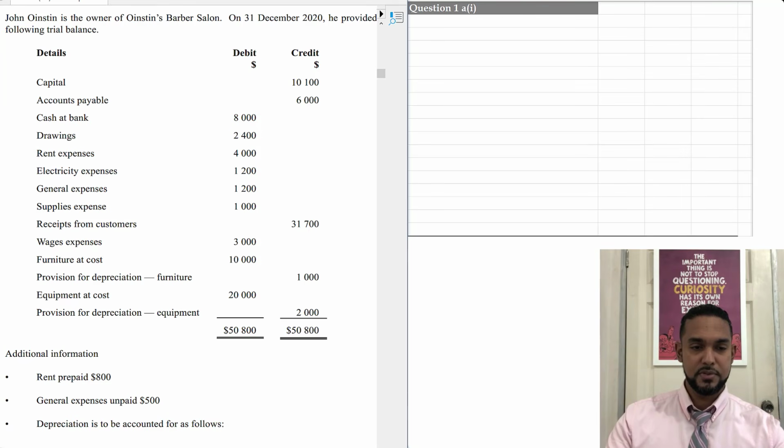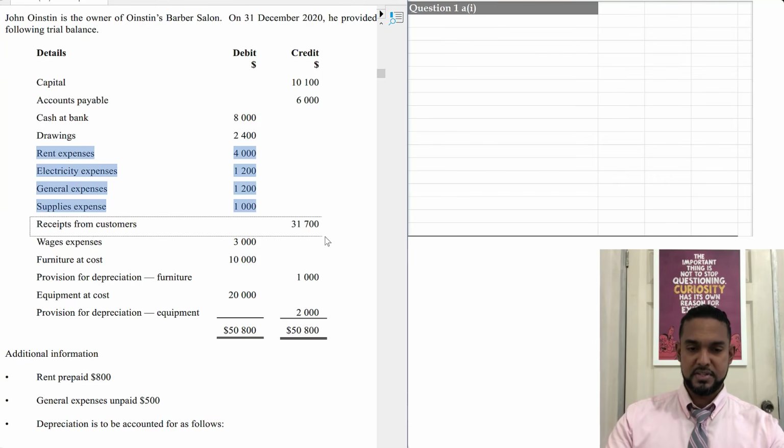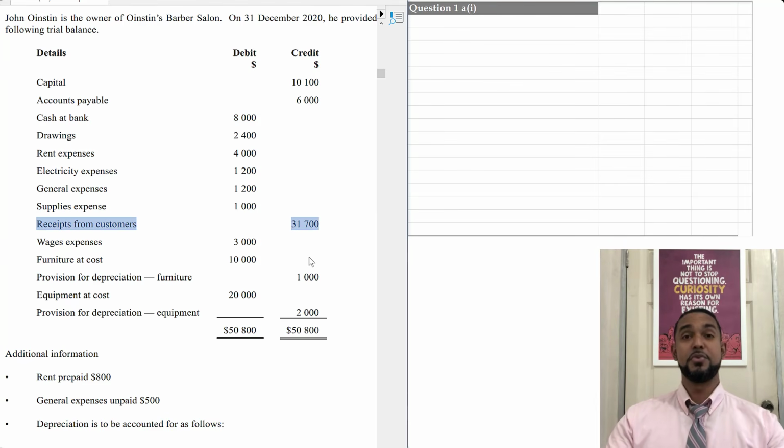Nice. Next we have some expenses. So I'm seeing 4 expenses here plus wages expense. Expenses have debit balances. So all of those are in the correct column. Now this thing here says receipts from customers. Let me see if I can highlight that item by itself. Right. Receipts from customers.